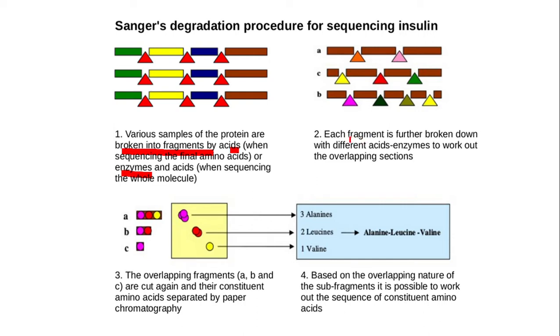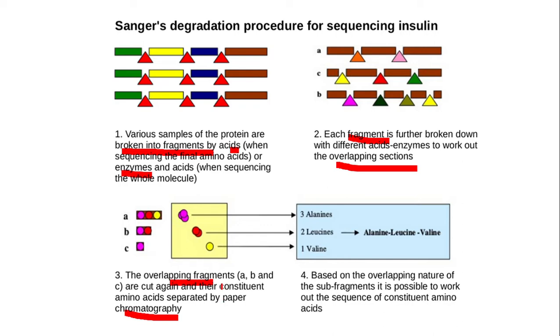Thereafter, the fragments of each test tube are separated by means of chromatography, etc. And each of the fragments is further broken down with different sets of acids and enzymes. This will help to identify the overlapping sections of any peptide sequence. And finally, these smaller overlapping fragments are completely digested and individual amino acids are separated by means of chromatography, and thereafter each of these amino acids is identified.